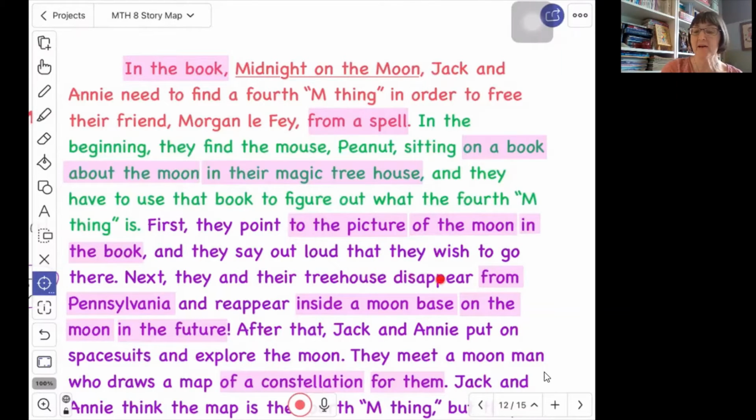Where does the tree house disappear from? From Pennsylvania. Where does it reappear? Inside a moon base. Where is the moon base? On the moon. When is it there? In the future.